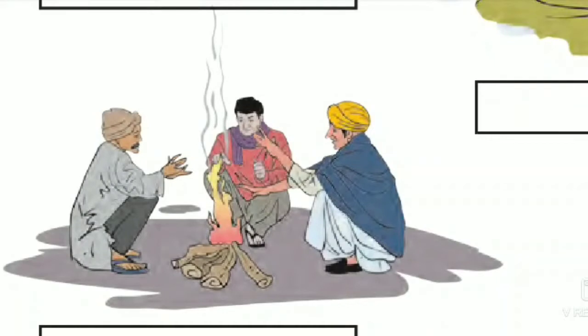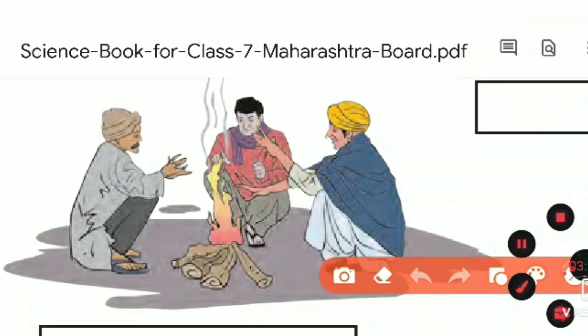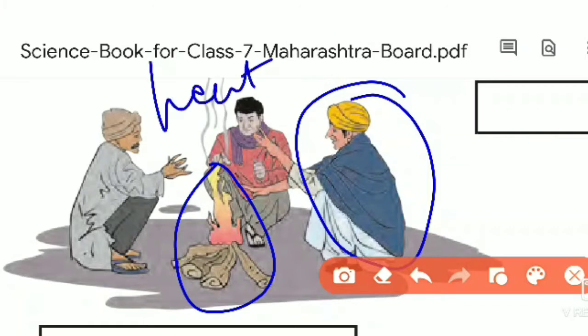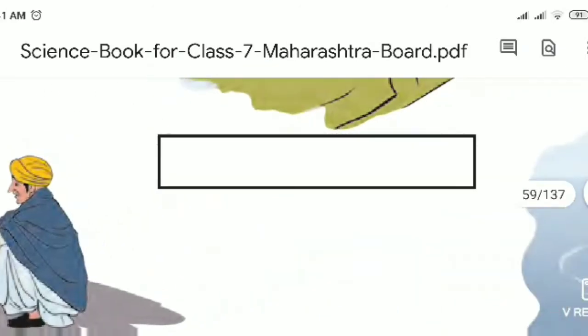It was too cold, so the persons wear warm clothes. They use a shawl, scarf, sweater, or other such things. And there is a bonfire, and they are sitting around it to get the heat from this bonfire. So this picture is also related to heat.